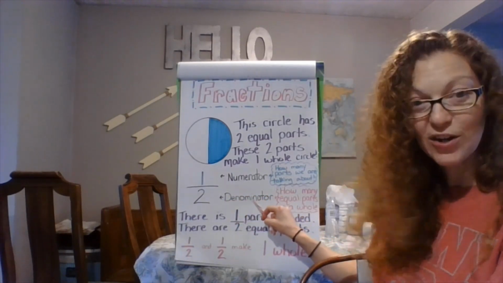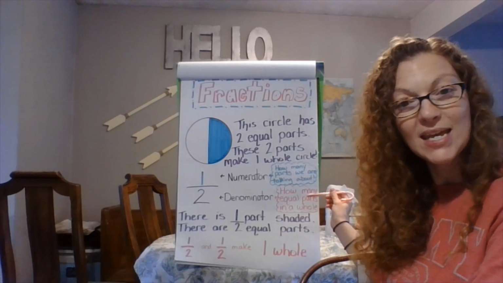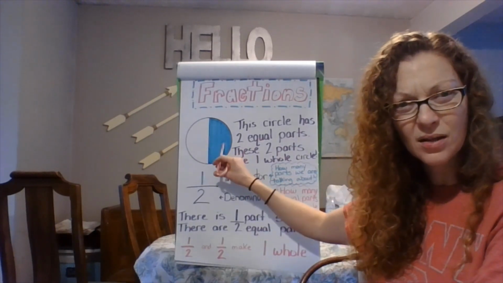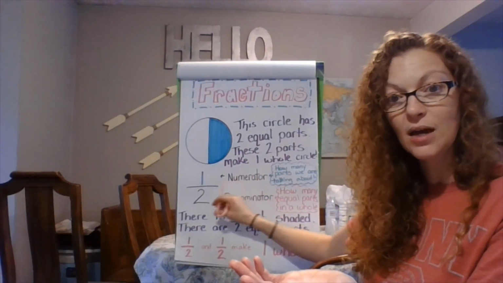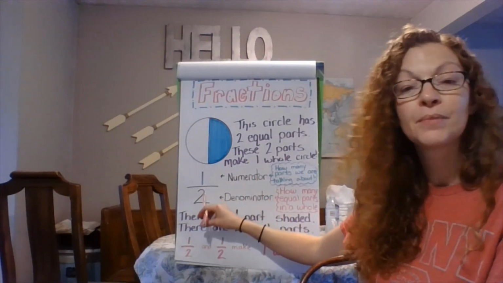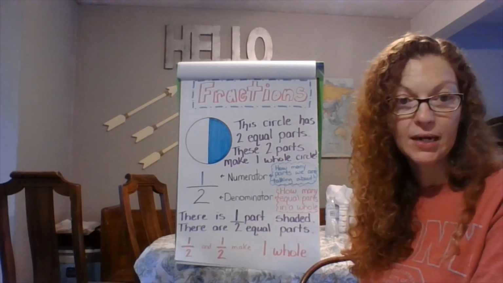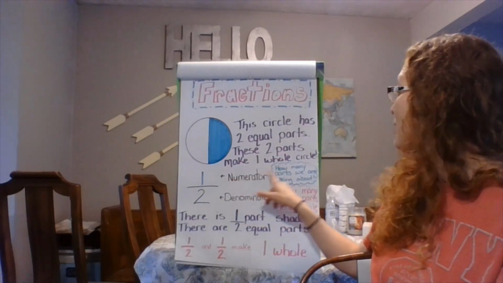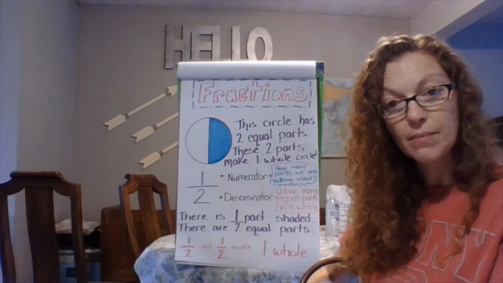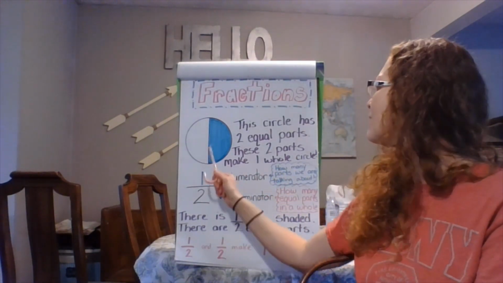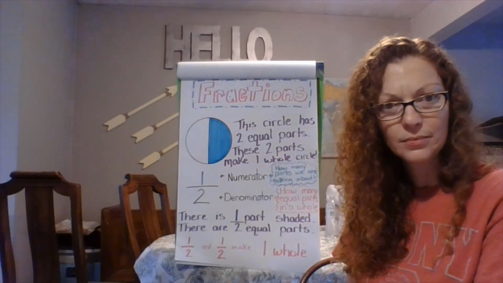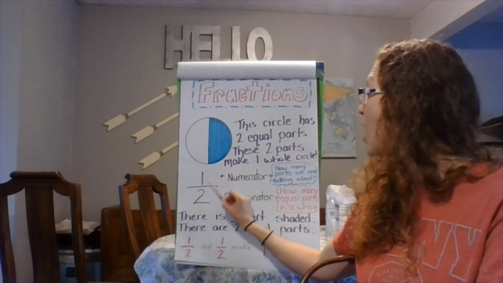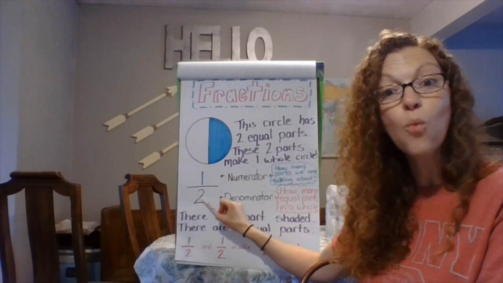The denominator tells you how many equal parts are in the whole. So how many equal parts were there? 2. So that's the denominator on the bottom. On the top is the numerator. The numerator kind of reminds me of number. It's the number or how many parts we're talking about. So if I have 1 part of the whole, it means I'm only talking about 1. So I have 1 out of the 2. I have 1 half.